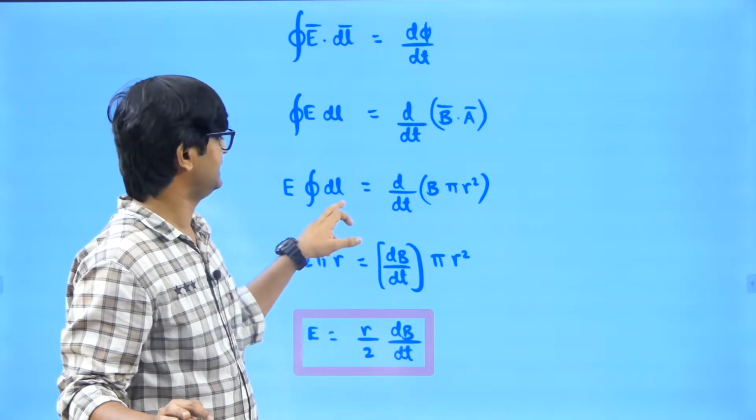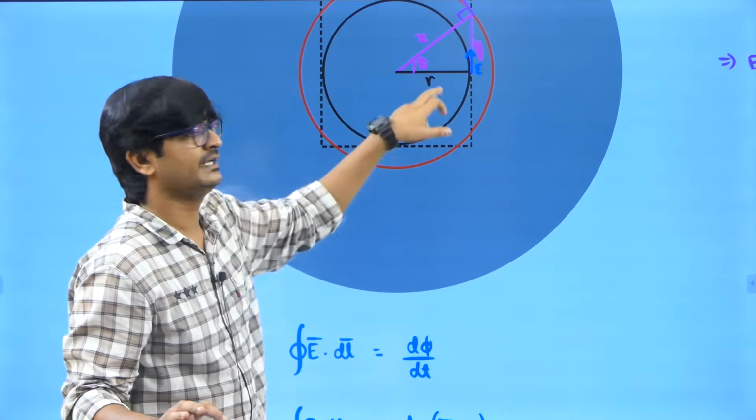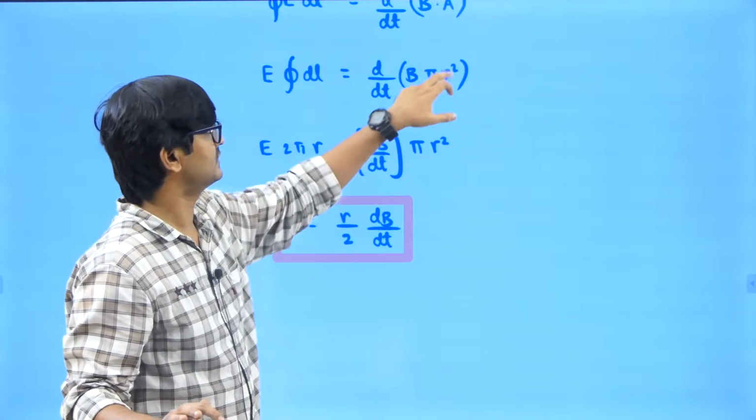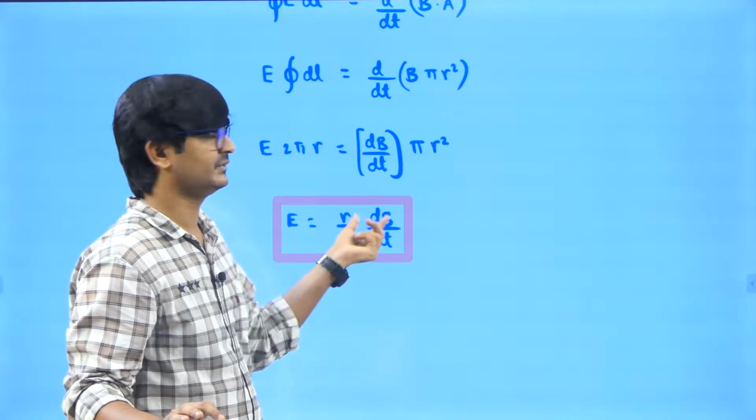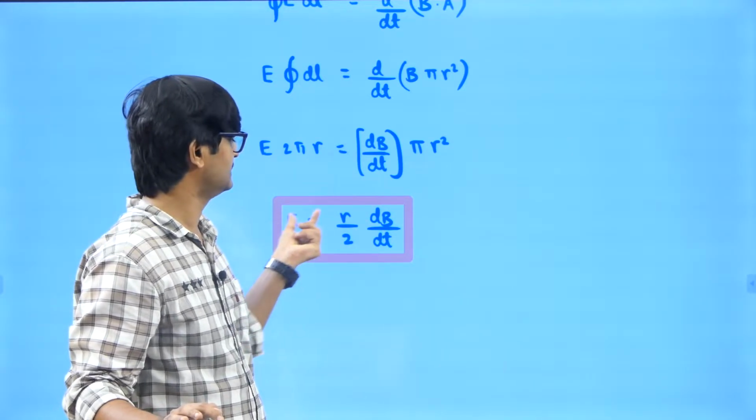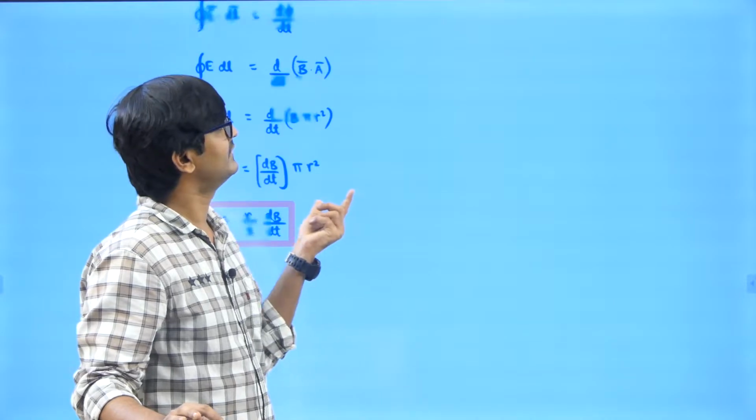Now what is integral dl? Integral dl is going to be 2 pi r. Now on the right hand side, this is a constant, so dB by dt. So from here you will be getting the electric field as r by 2 into dB by dt. This is the electric field induced inside when there is a time varying magnetic field.